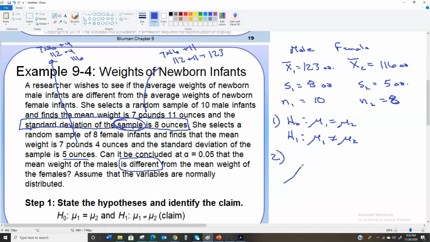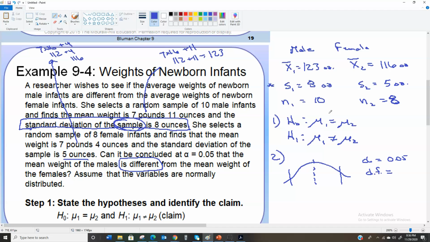For 2, we're going to go ahead and do our critical region. It's a 2-tail. We have an alpha of 0.05. And in this case, since we're only given S, we're going to have to do a t-test, which means we're going to have to do degrees of freedom.